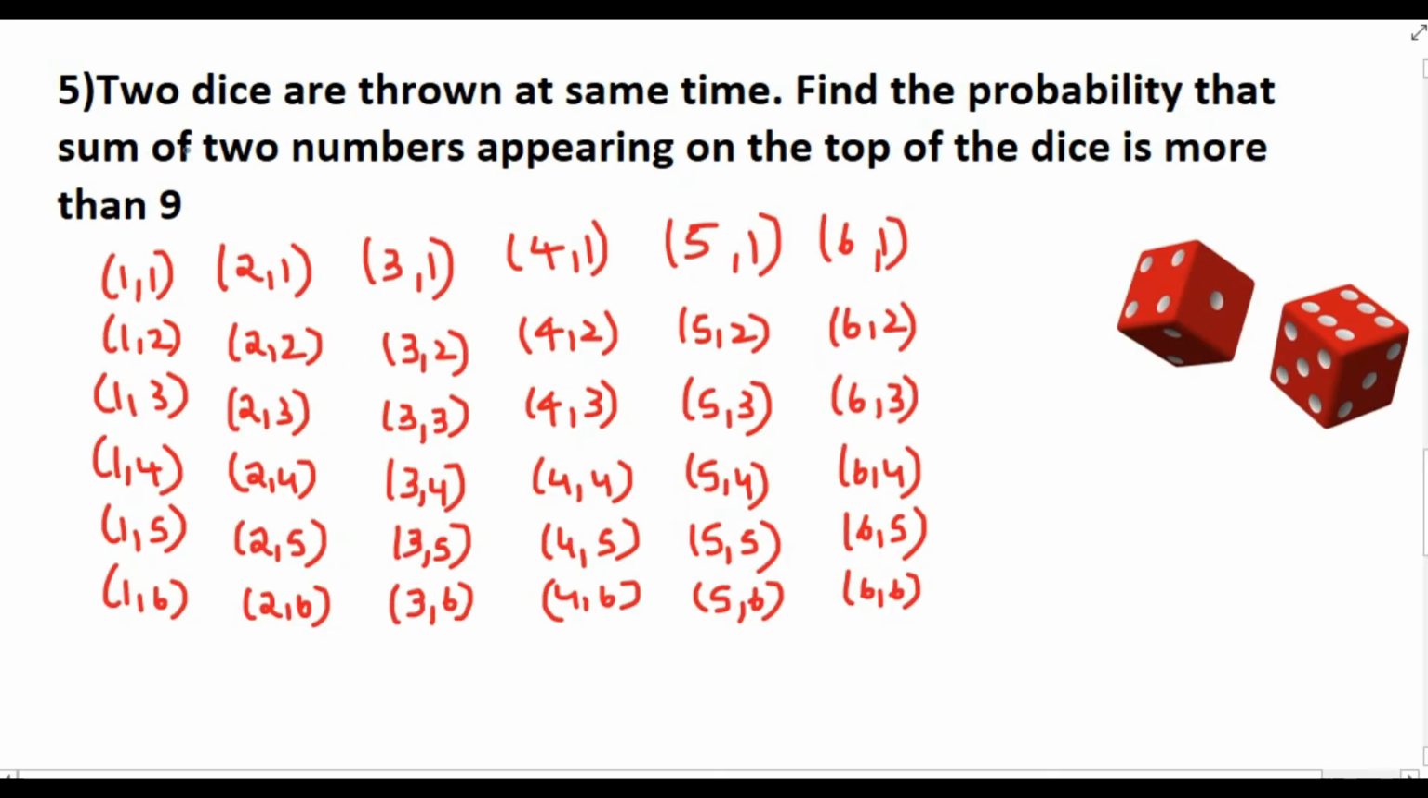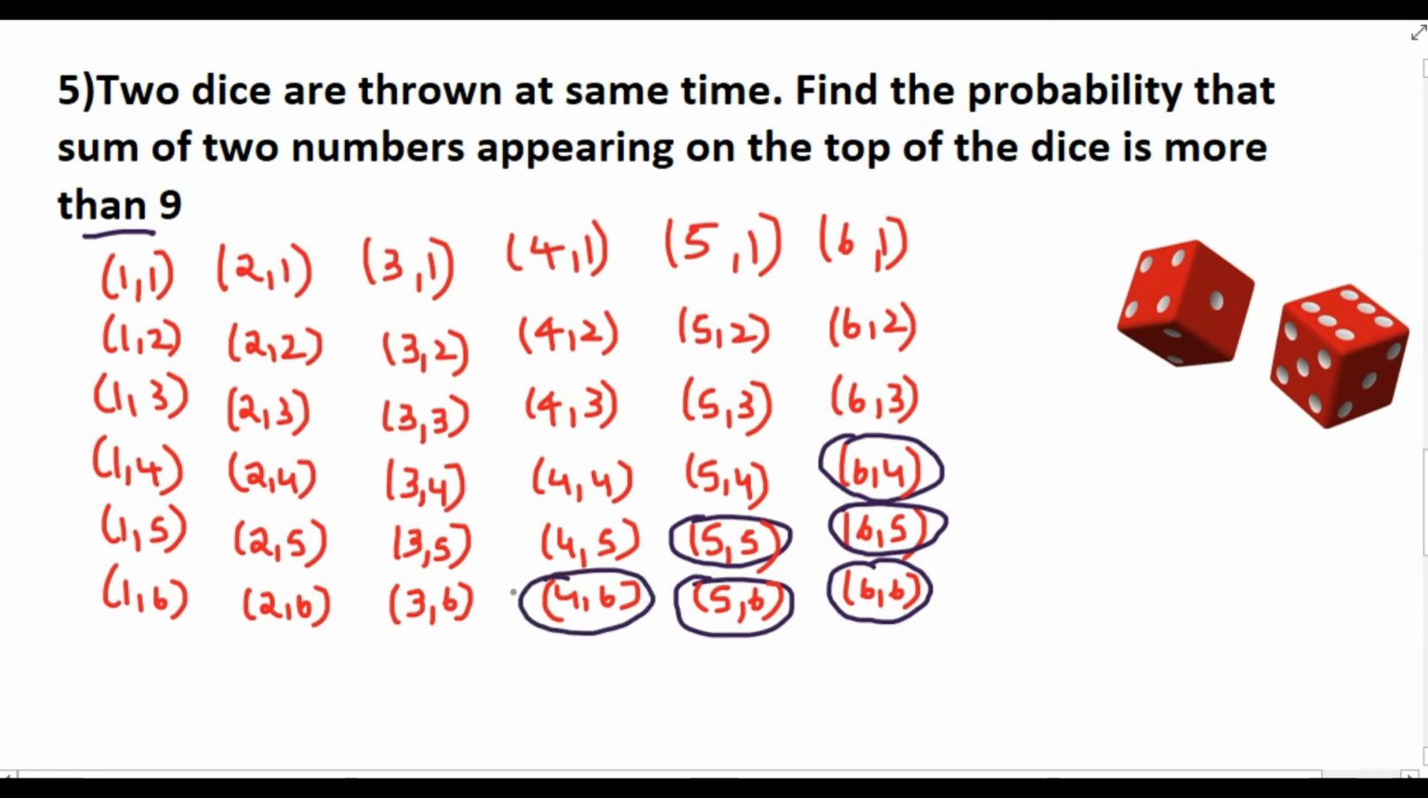Two dice are thrown at the same time. Find the probability that sum of 2 numbers appearing on the top of the die is more than 9. So the sum should be more than 9. One possible case is this: 6 plus 6 is 12, 6 plus 5 is 11, more than 9. So 6 plus 4 is 10, again 5 plus 5 is 10, 5 plus 6 is 11, 4 plus 6 is 10. It should be more than 9. I think no more cases there.